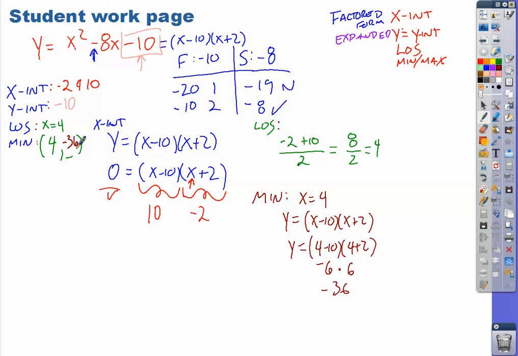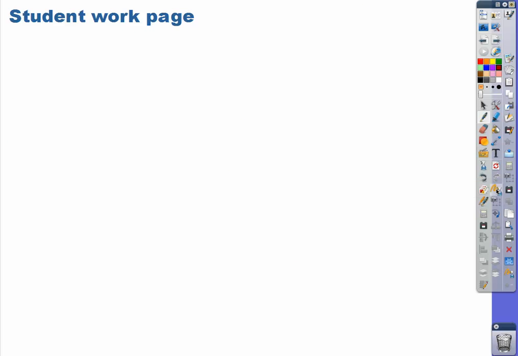Now I can show you a different one that sometimes trips people up. If I have an equation that looks like this, y is equal to, whatever, 6x squared plus, how about 24x? So again, we're going to look for the x-intercepts, that's going to be factored form, the y-intercept, expanded form, the line of symmetry, and the minimum. That's going to be a minimum again.